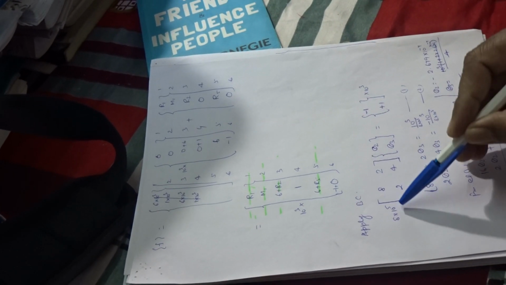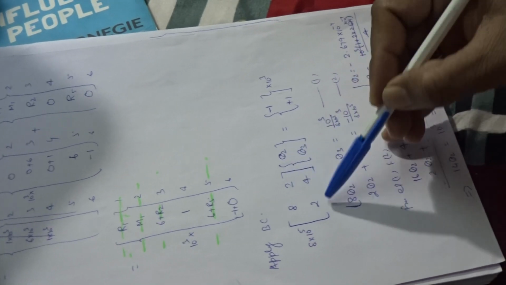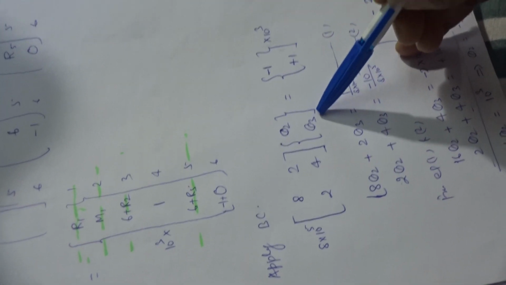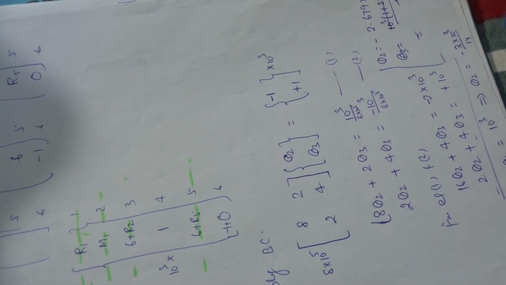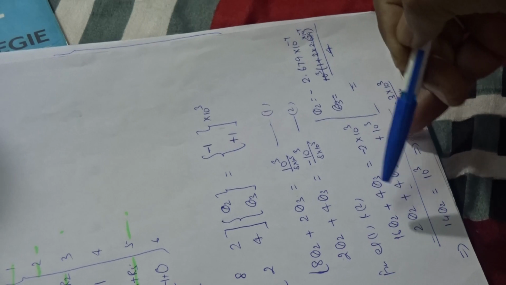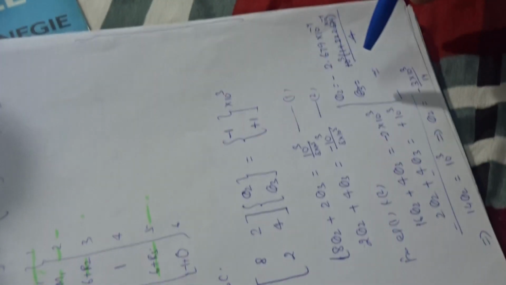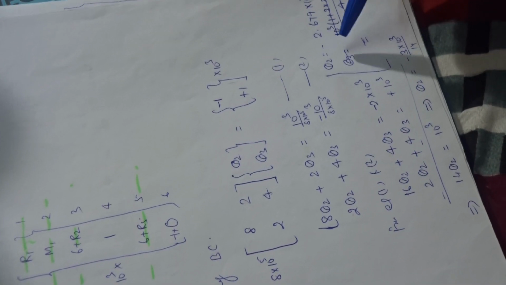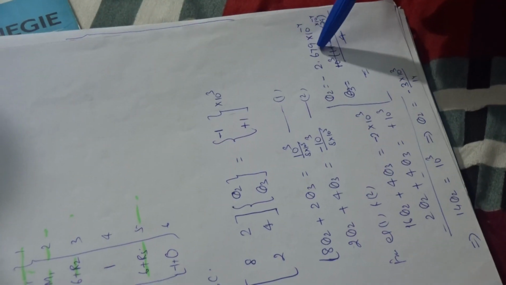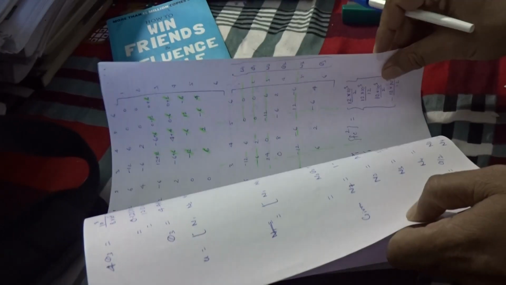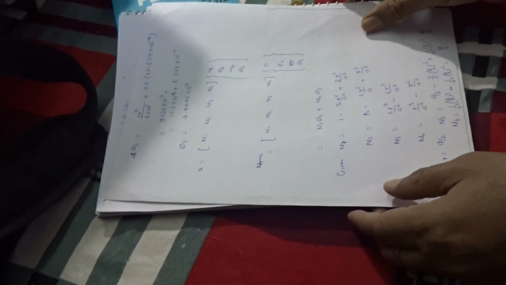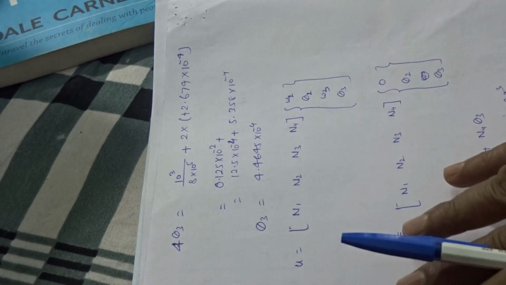This term is 8 into 10 to the power 5, 8 2 2 4, times theta 2 and theta 3, equal to minus 1 1 into 10 to the power 3. So solving both equations we can get theta 2 equal to 2.679 into 10 to the power 5, and theta 3 is equal to 4.4645 into 10 to the power minus 4.